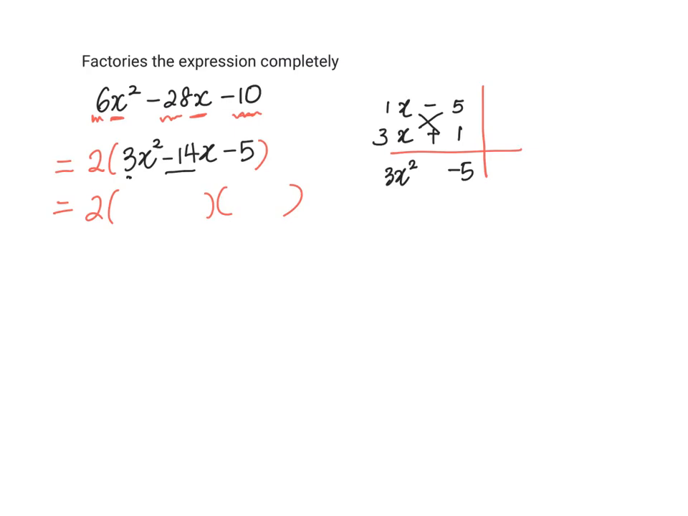3 times 5x is 15, so negative 15x. x times 1 will be positive x. So negative 14x is correct. Negative times positive is negative. So this one is correct. So we will have x minus 5, 3x plus 1, and this will be the answer.